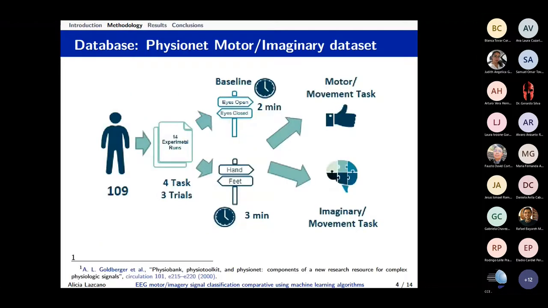The database, the PhysioNet Motor Imagery Dataset, is a collection of 109 subjects with 14 experimental runs: 4 tasks, actual trials, 2 tasks of baseline, 1 with eyes open and 1 with eyes closed, and 2 trials of tasks that correspond to the movement of the upper limbs and the lower limbs, grasping with the hands and the feet. With 2 segmentations, one with intention or imagined movement, and one with the actual task, with a duration of 3 minutes each. We are going to use only the information of the upper limbs.